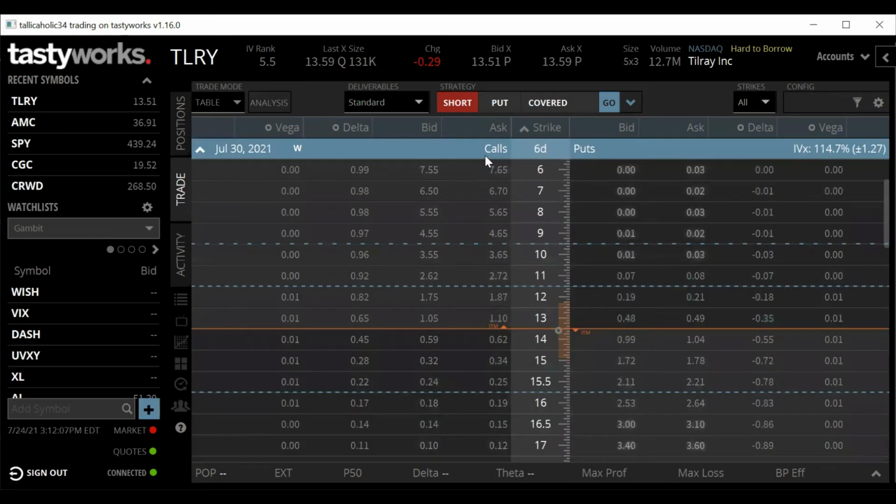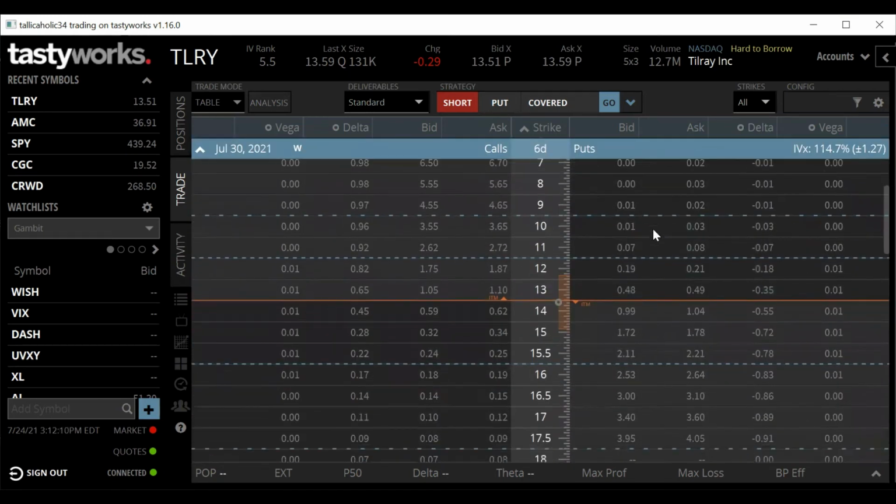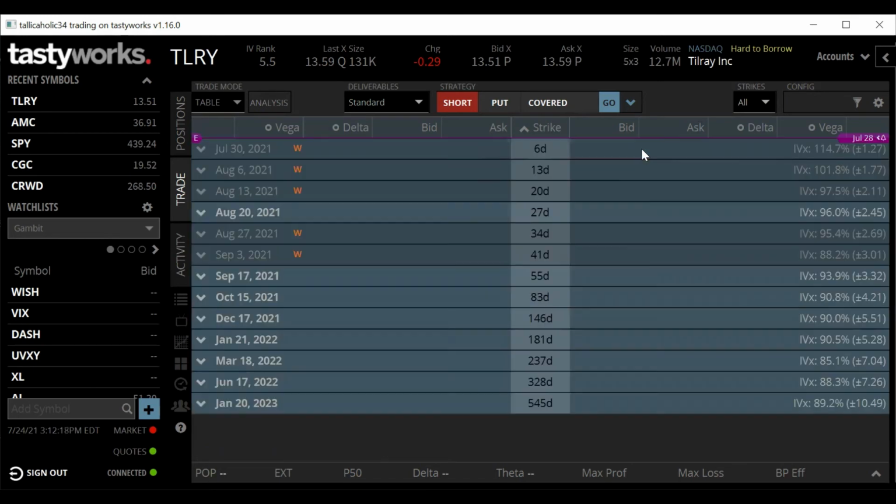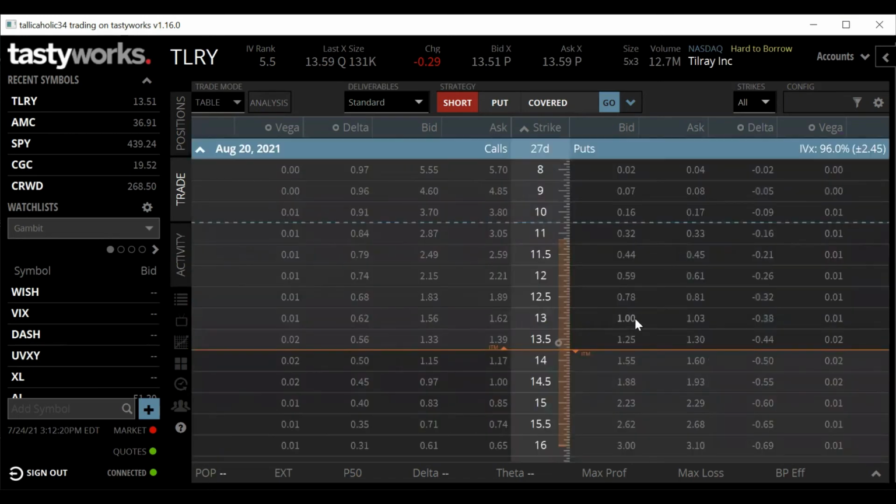So what we can do is, a lot of people utilize short puts to actually get long Tilray. They don't want to buy Tilray here at 13. They'll sell the 12 down here, go out to the August 20th expiration, and sell the 12 for 59 cents. And there's no risk to the upside.